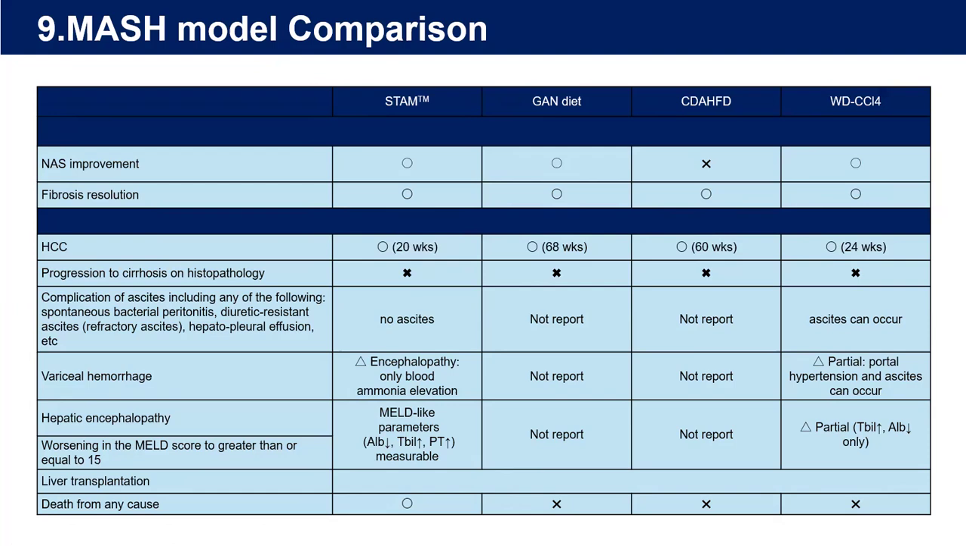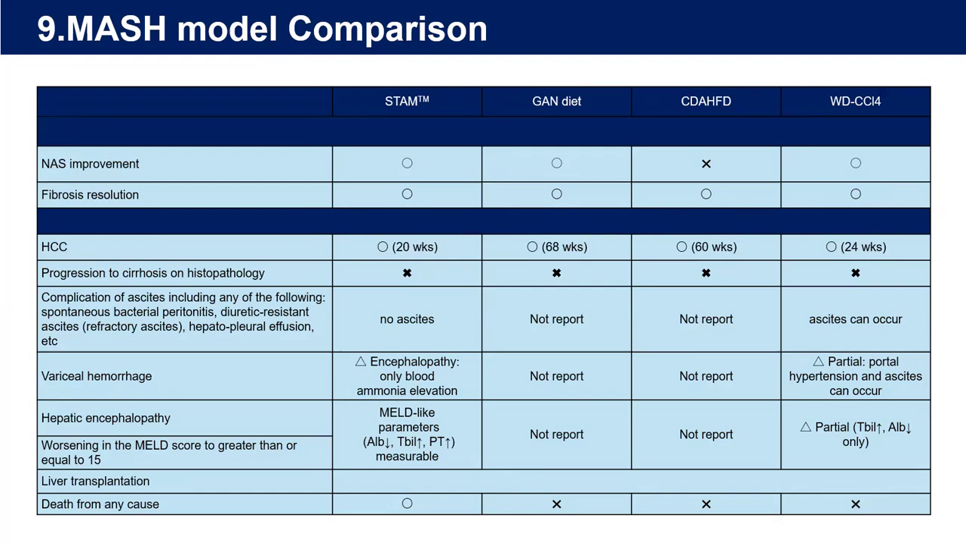Finally, there is a Western diet plus CCL4 model. This model allows for the assessment of NAFLD activity score and fibrosis, and it progresses relatively quickly. HCC can also be assessed in a relatively short period. Regarding clinical outcomes, however, while some conditions, such as ascites and portal hypertension, are reproduced, overall evaluation remains limited.